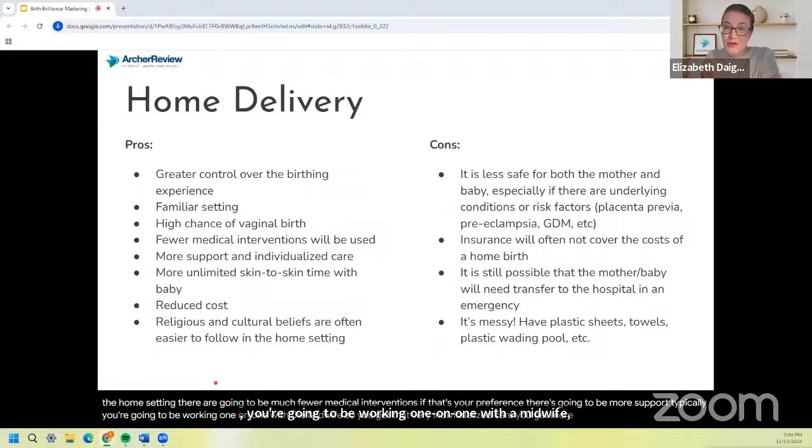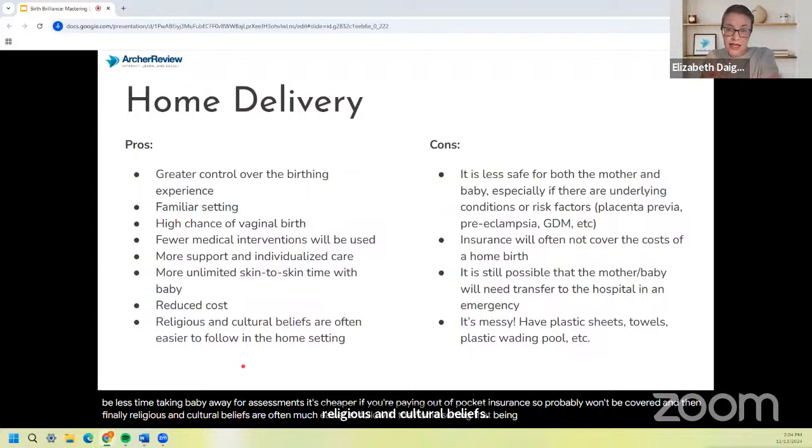You get more time with baby. There's going to be less time taking baby away for assessments. It's cheaper if you're paying out of pocket. Insurance probably won't be covered. And then finally, religious and cultural beliefs are often much easier to follow in the home setting.